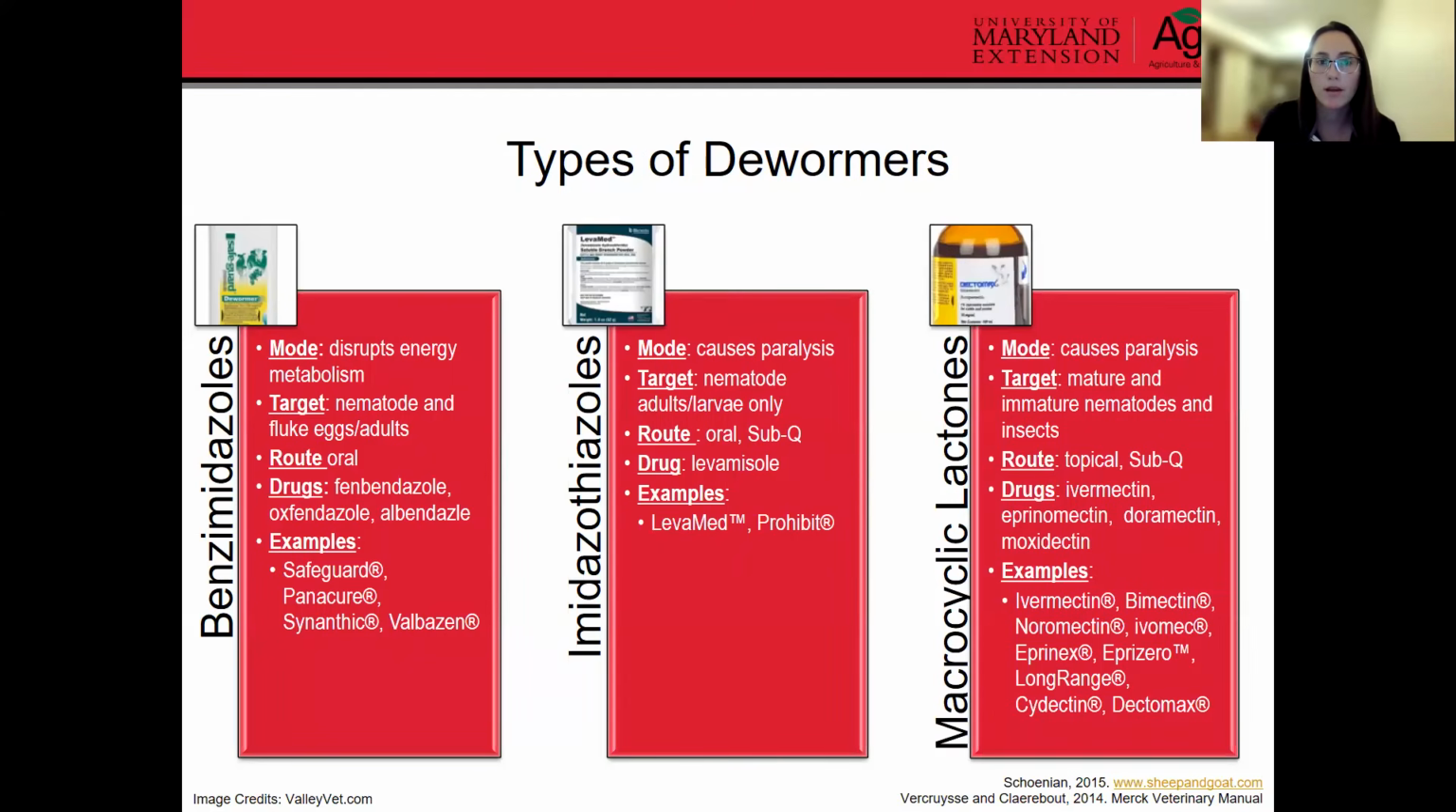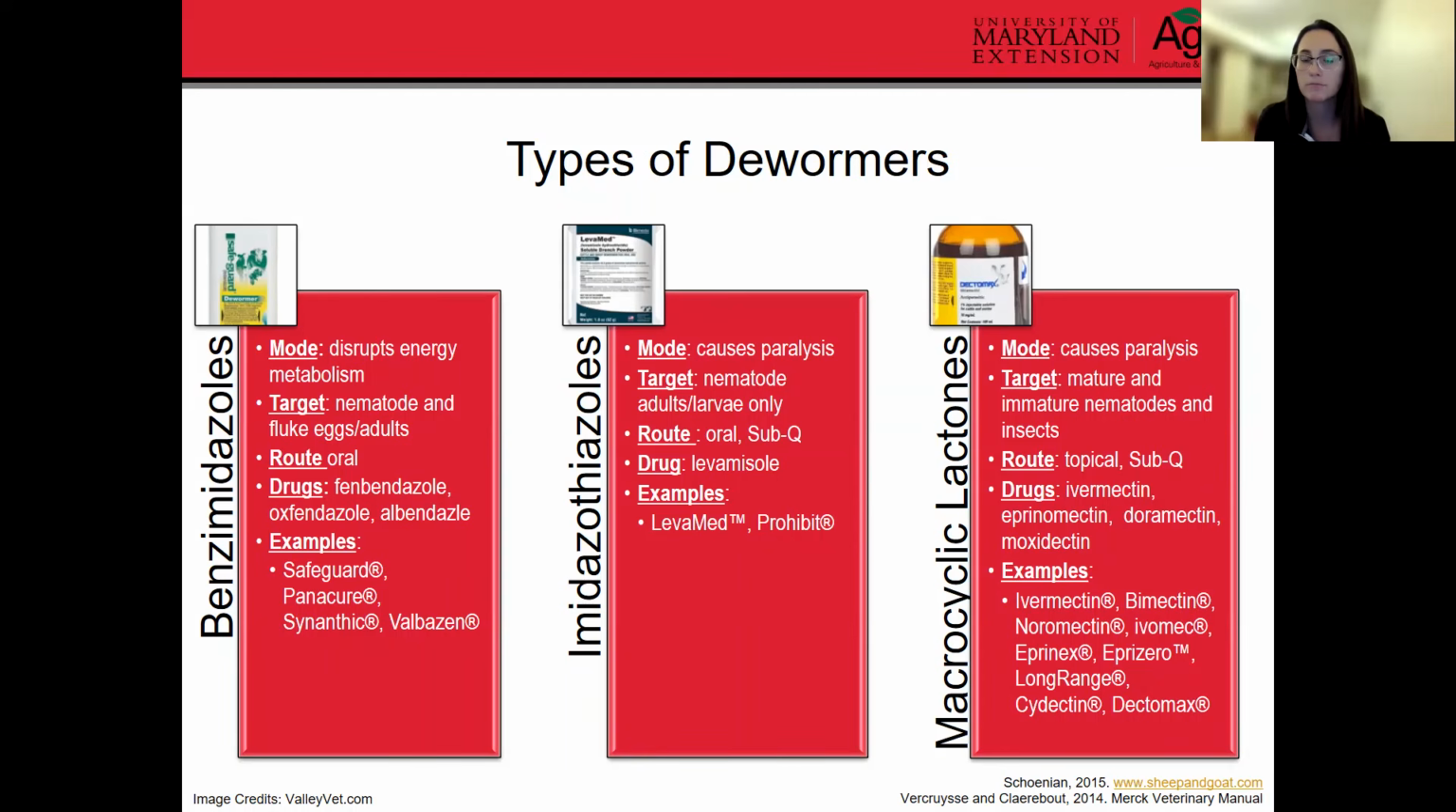And then the third class of dewormers, which I personally think is probably one of the most common ones, is the macrocyclic lactones. And they function to cause paralysis of the worms, very much like the second class there. But they target the mature and immature nematodes as well as insects. So part of the reason why this class of dewormers is so popular is because it does target some of our ectoparasites as well. Macrocyclic lactones are also longer acting than the other two classes as well.